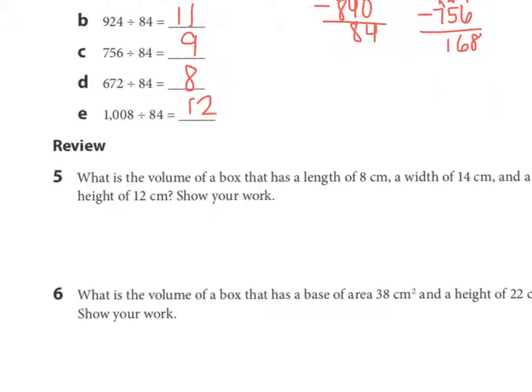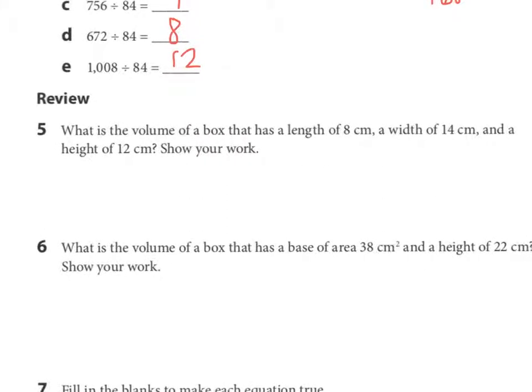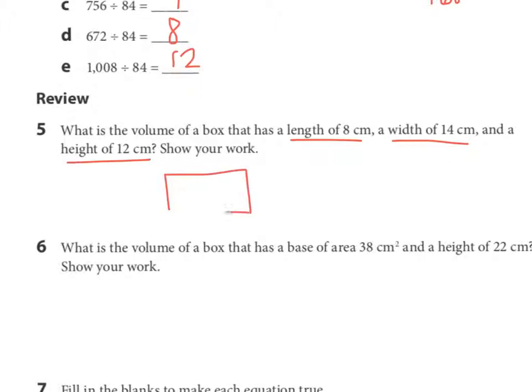Let's now look at number 5. What is the volume of a box that has a length of 8 centimeters, a width of 14 centimeters, and a height of 12 centimeters? Show your work. So let's look here at the problem. We have length of 8 centimeters, width of 14, height of 12. I might even draw a picture to kind of see what I'm dealing with here.